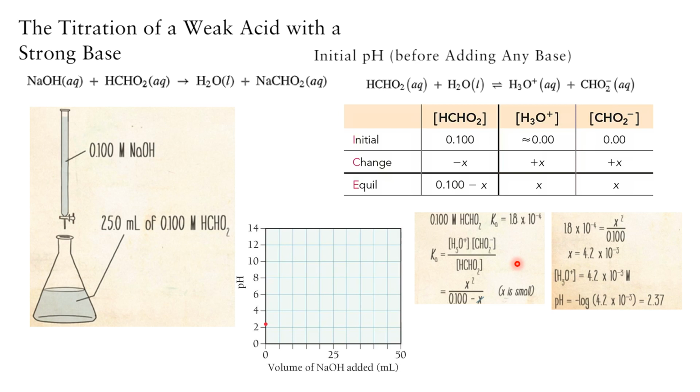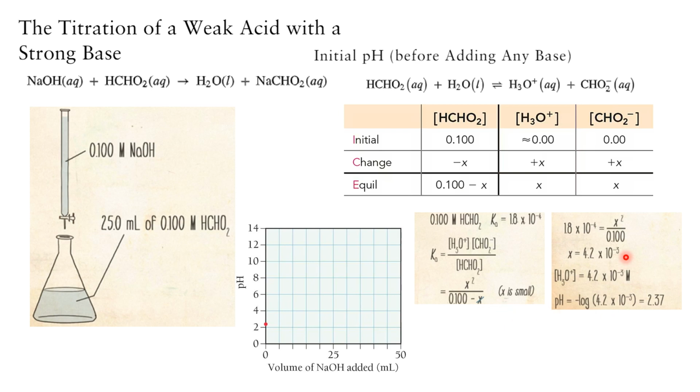And obviously, you would need the Ka. The Ka of this would be given to you. In this case, it is 1.8 times 10 to the negative 4. You write your equilibrium expression, you put in your x values at equilibrium into your expression, and you make the x is small approximation.